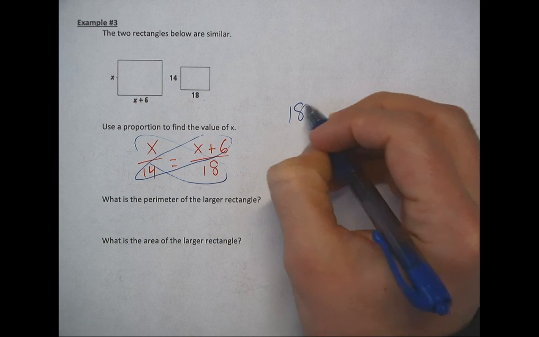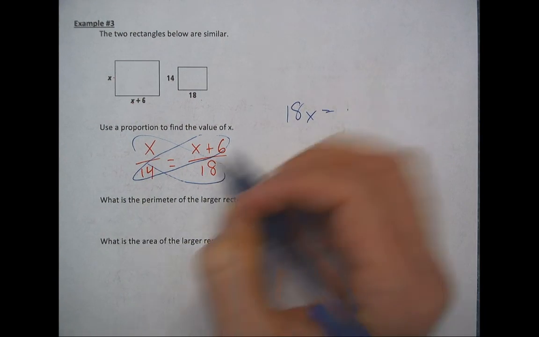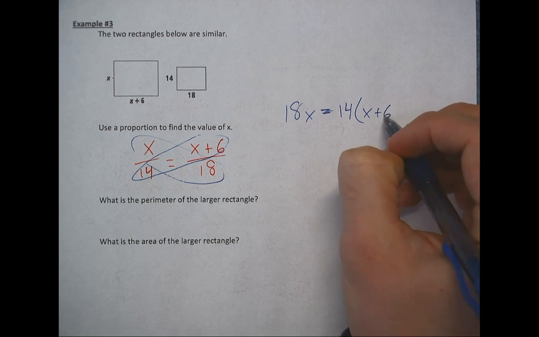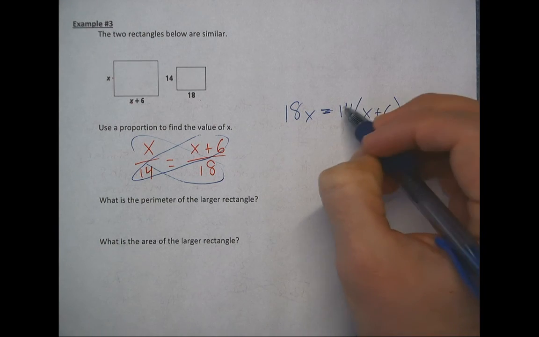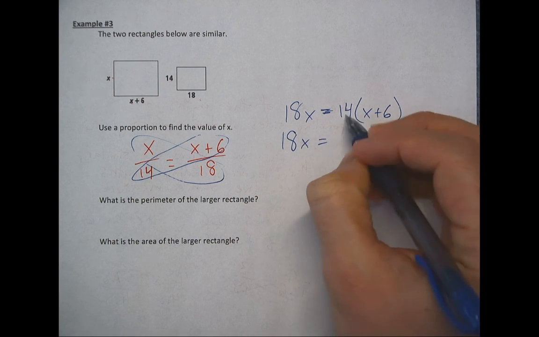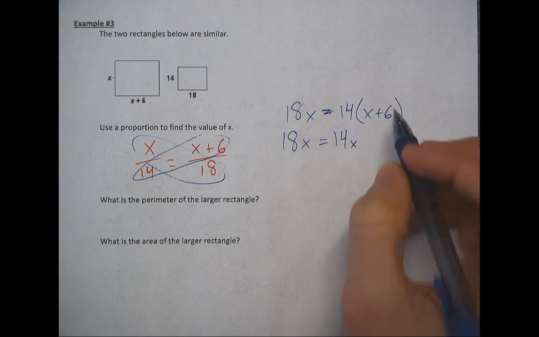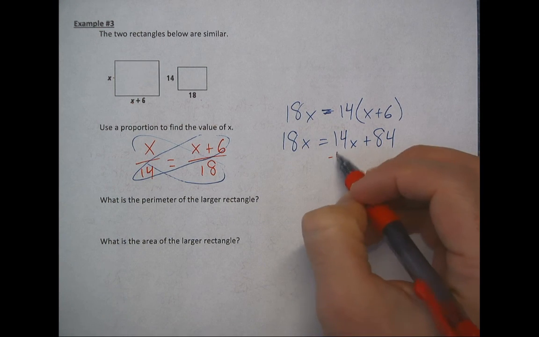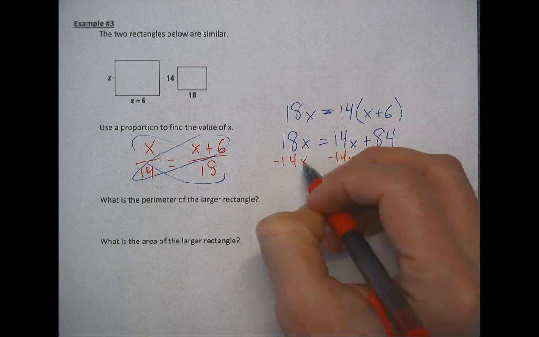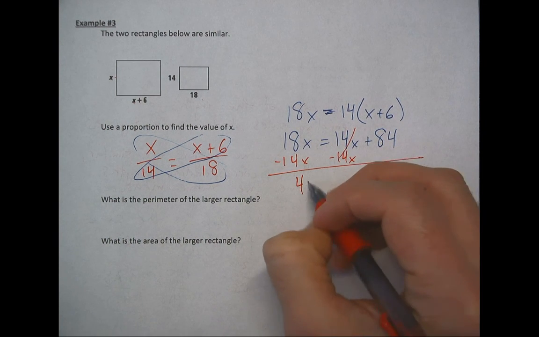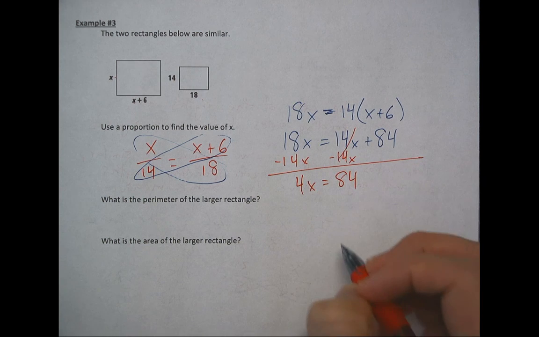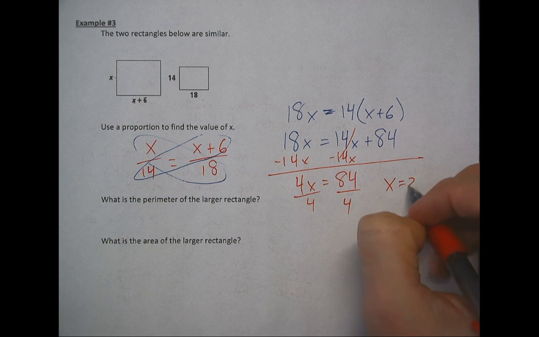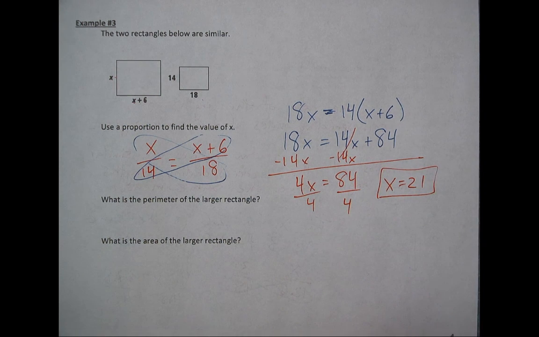So we're going to have 18x equals, put the number on the outside and distribute it. So 14 times x plus 6. We're going to distribute here. So 14 times x is 14x. 14 times 6 is 84. You've got an x on both sides. Let's get rid of one of them. It's always best to get rid of the smaller one if you can. So 4x equals 84. Divide by 4. And x equals 21. So I've answered the initial question.